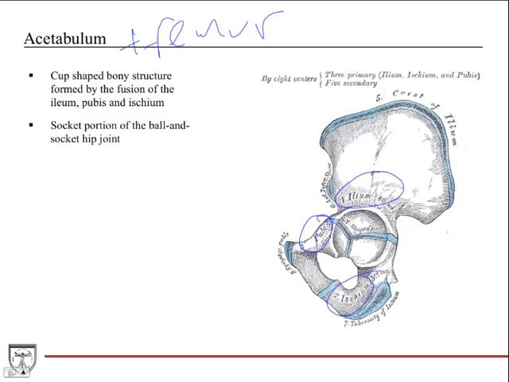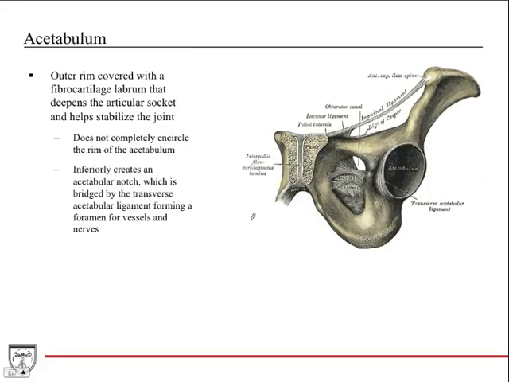And this is a great picture that shows you how, along this three-point line here, they all fuse together to form the acetabulum, and it's the socket portion of the ball and socket hip joint. So this is what receives the head of the femur. One thing to note, so this is an anterior view of the bony pelvis, is the outer rim of the acetabulum is actually covered with this fibrocartilage labrum. Just like in the shoulder joint, how the glenohumeral joint has that labrum, same concept here.